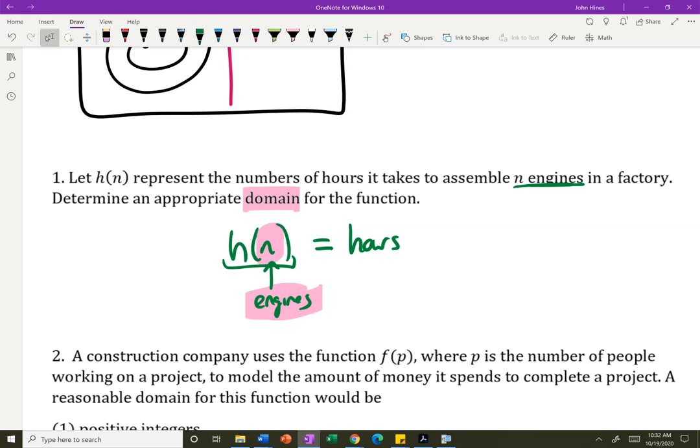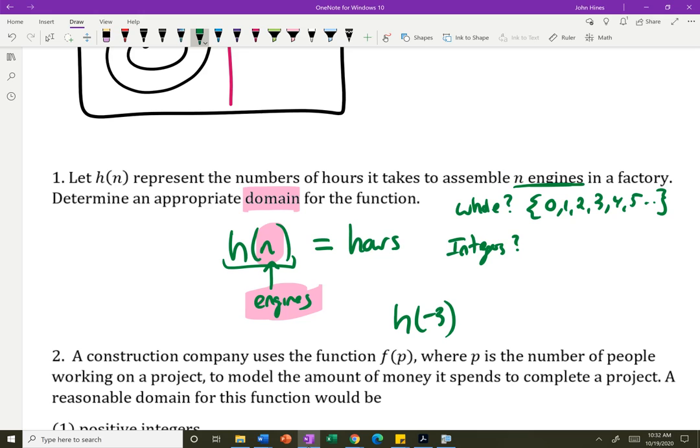Well, are whole numbers okay? Can I make 0, 1, 2, 3, 4, 5 engines? Yeah, that makes sense. What if I go to the integers? What's wrong with that? I can't do h of -3. How many hours does it take me to make -3 engines? So integers are bad because there are those negative numbers. We don't want negatives.